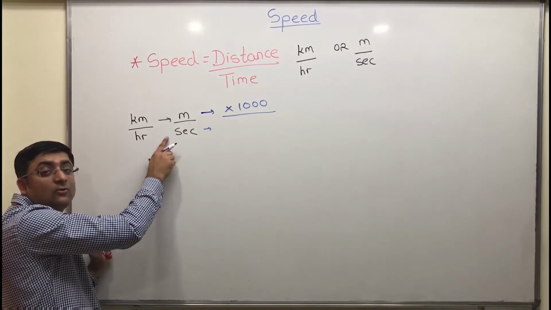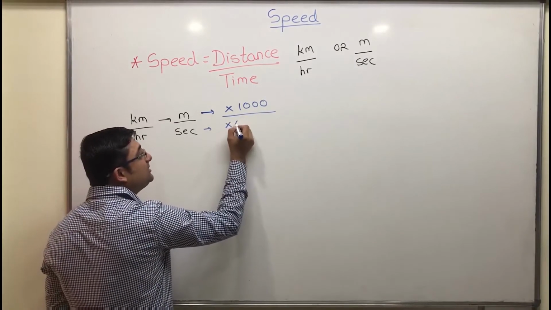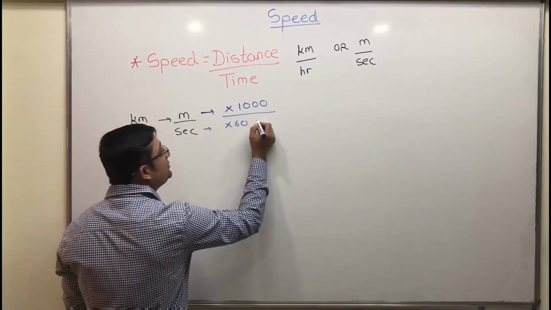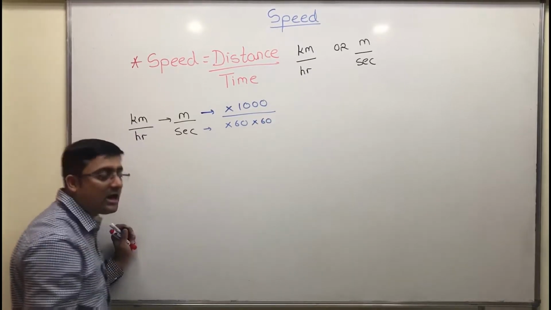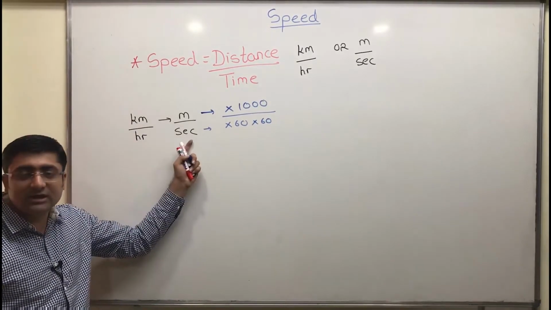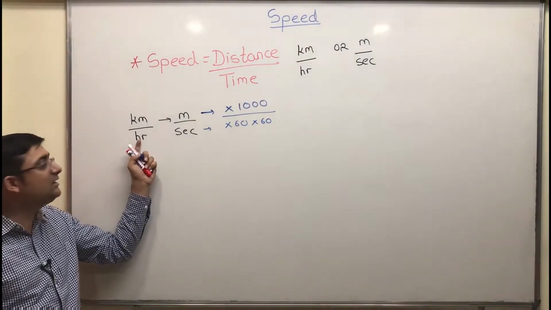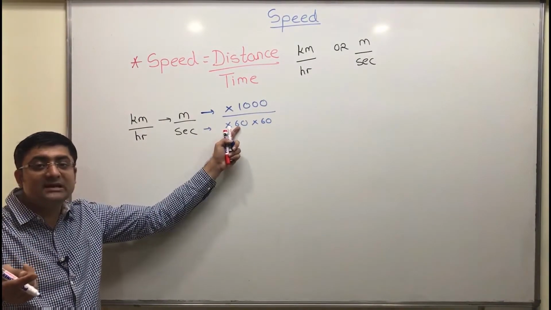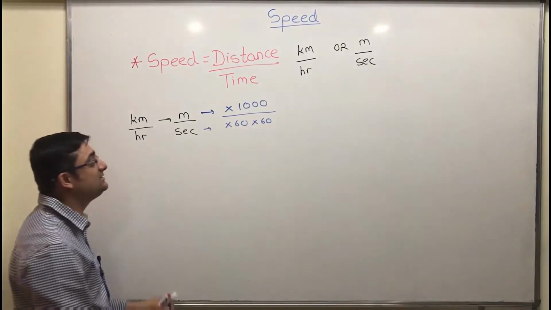First, 1 hour is equal to how many minutes? 60 minutes. So into 60. Then 1 minute is equal to how many seconds? Again into 60. I repeat, how do we convert hour to second? We first convert hour to minute. 1 hour is 60 minutes. So into 60. 1 minute is how many seconds? 60. So into 60. Is this clear?